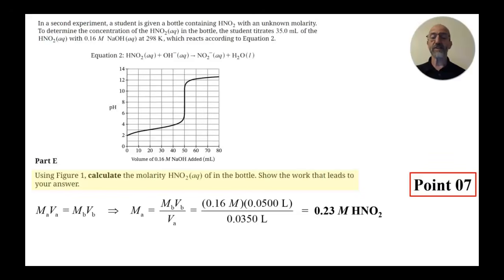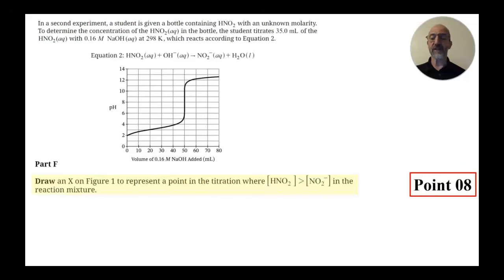Let's go ahead and move on to point 8 of this question. Draw an X on the titration curve in figure 1 to represent a point in the titration where the concentration of nitrous acid is greater than the concentration of the conjugate base, NO2-. Well, we have to be before the half equivalence point for that to occur.